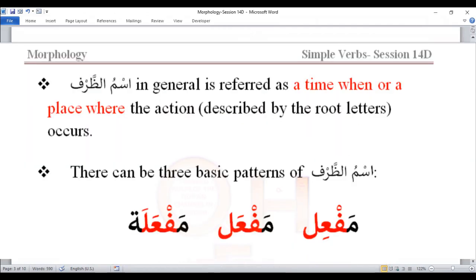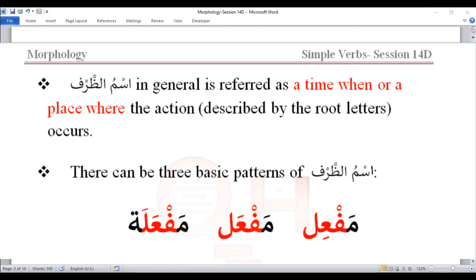Ismul zarf in general is referred to as a time when or a place where the action described by the root letters occurs. There can be three basic patterns of ismul zarf. It can be maf'il, maf'al, maf'ala.